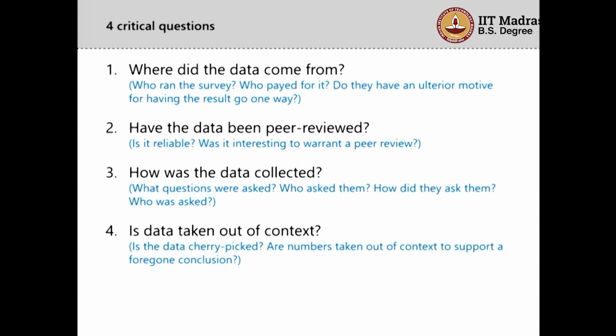Okay. So when we look at data for analysis, there are 4 things that you need to ask about the data itself. I think it talks to, about like where is the data coming from, how good is the data, is it reliable, etc. Right? Where is the data coming from? Okay, who ran the survey, who paid for it, do they have an ulterior motive for having the result go one way, right?